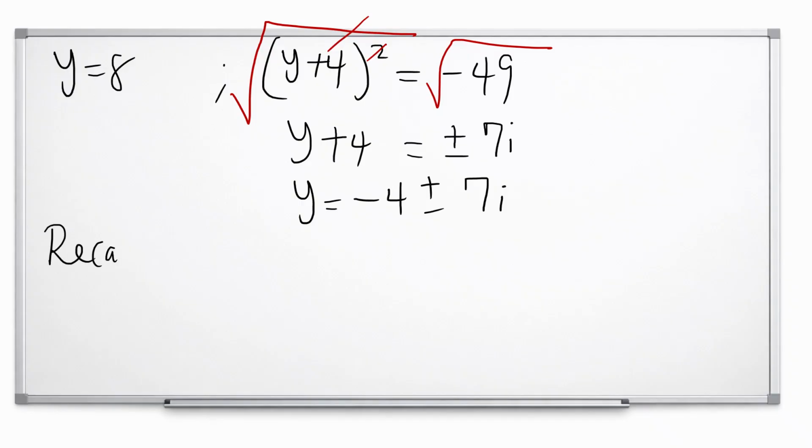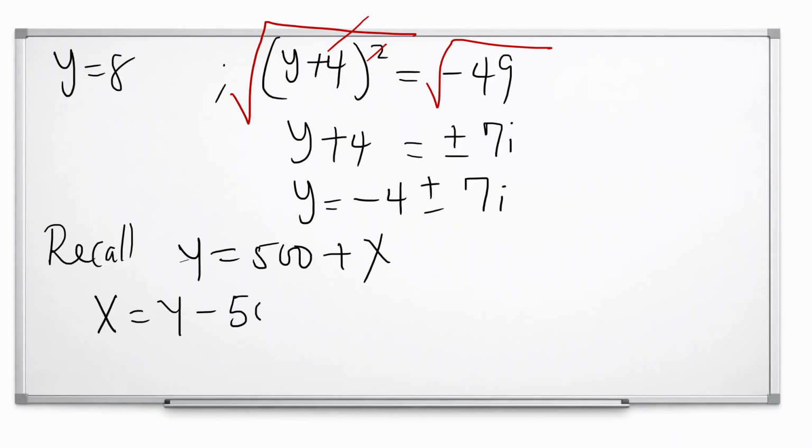Recall that before we got here, we said that y is equal to 500 + x. This is what we did for us to get the value of y. Now, we're going to plug in because our objective is to solve for x. So here we have that x is equal to y - 500. Now let's plug in the value of y. Recall that y is equal to 8 and also y is this.